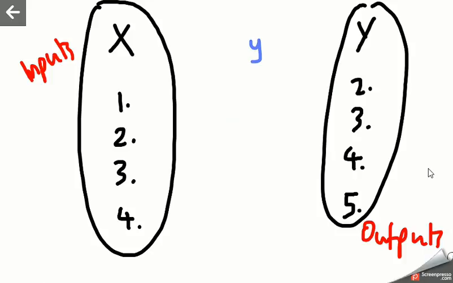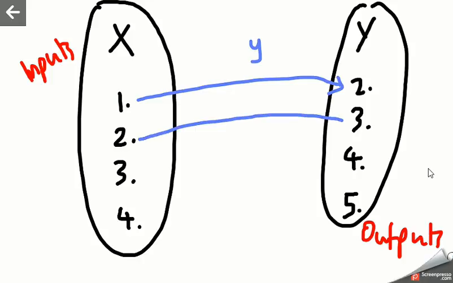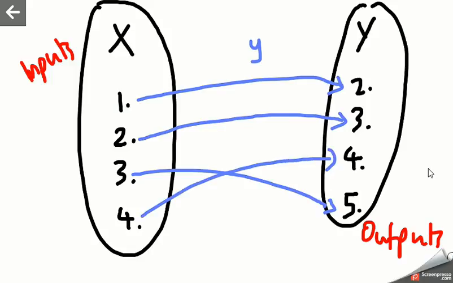What our function y is going to do is it's going to take the input 1 and send it to 2. It's going to take the input 2, it's going to send it to 3. It's going to take the input 3 and you guessed it, send it to 5. I bet you thought it was going to 4, didn't you? And we're going to take the input 4 and we're going to send it to 4.